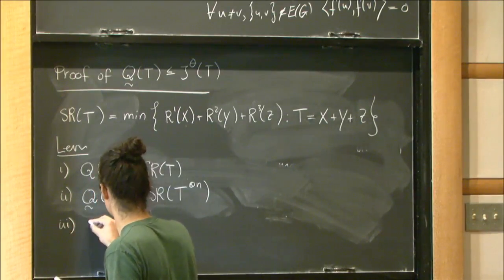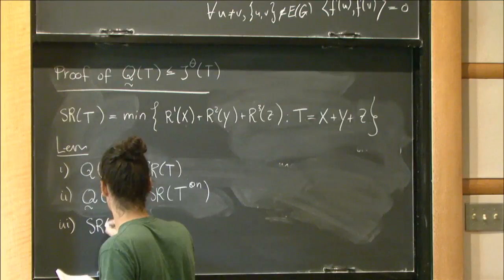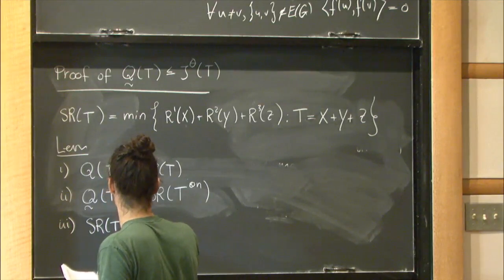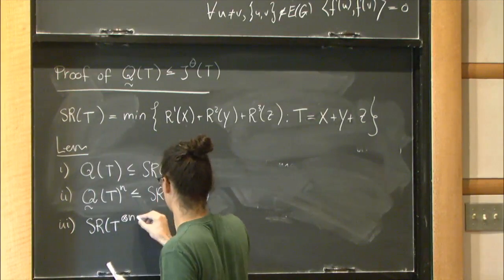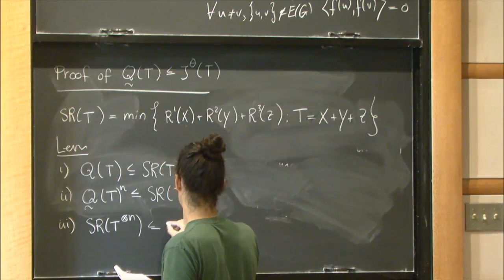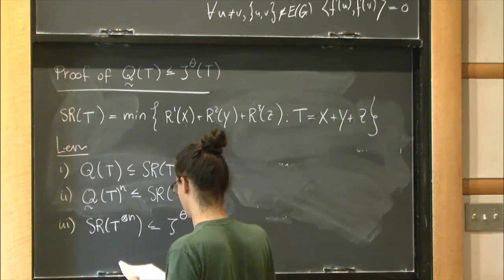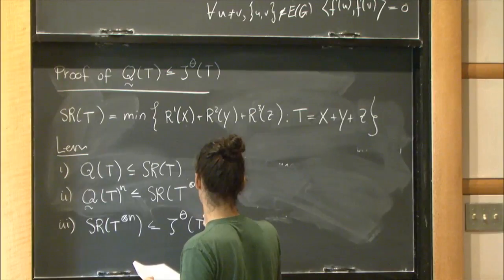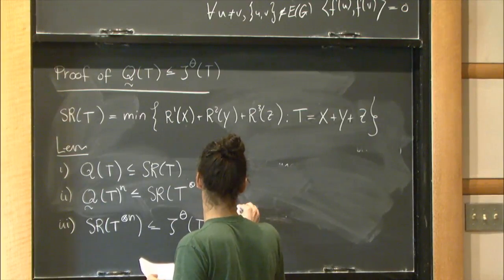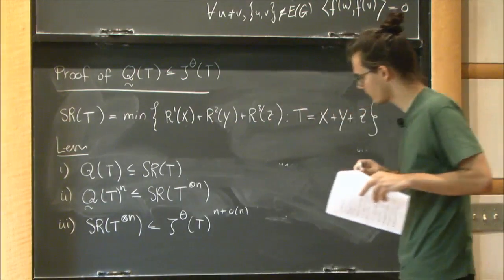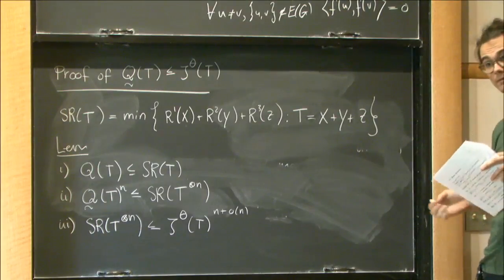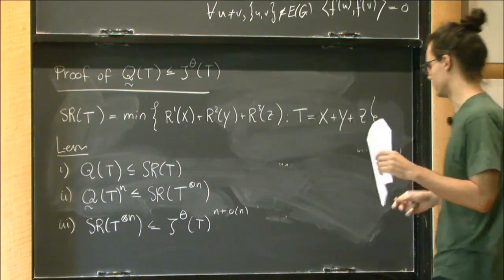The third thing I want to look at. So now slice rank. I think it is insightful to look at this. The slice rank of T to the power n is at most zeta theta of T to the power n plus little o of n, for any theta. So this is what I want to look at.